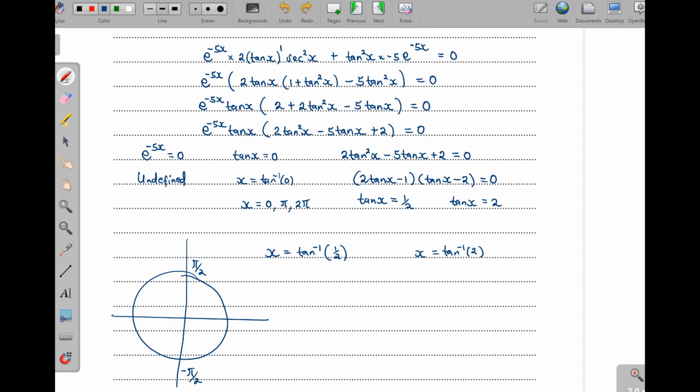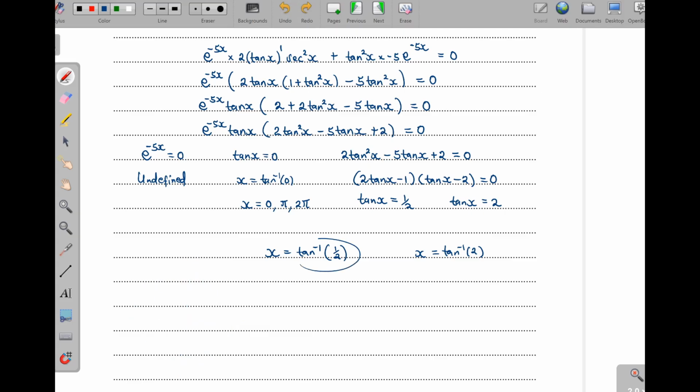But in the first quadrant, all are positive. Then in the fourth quadrant, it is only cosine which is positive. So suppose one of them was negative, that means we would take the negative answer here in the fourth quadrant. But all are positive, so we are going to take the answer in the first quadrant. Is that clear? All right.